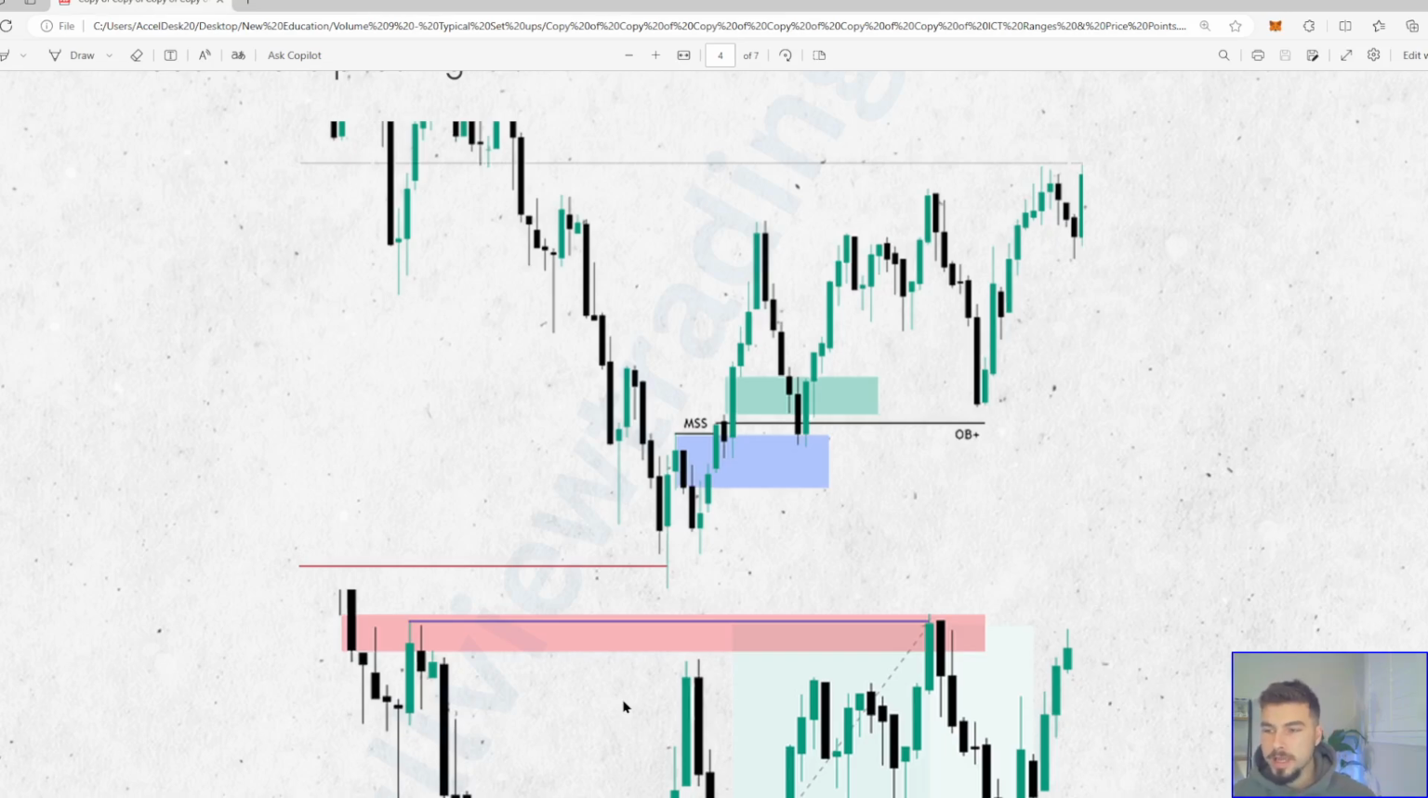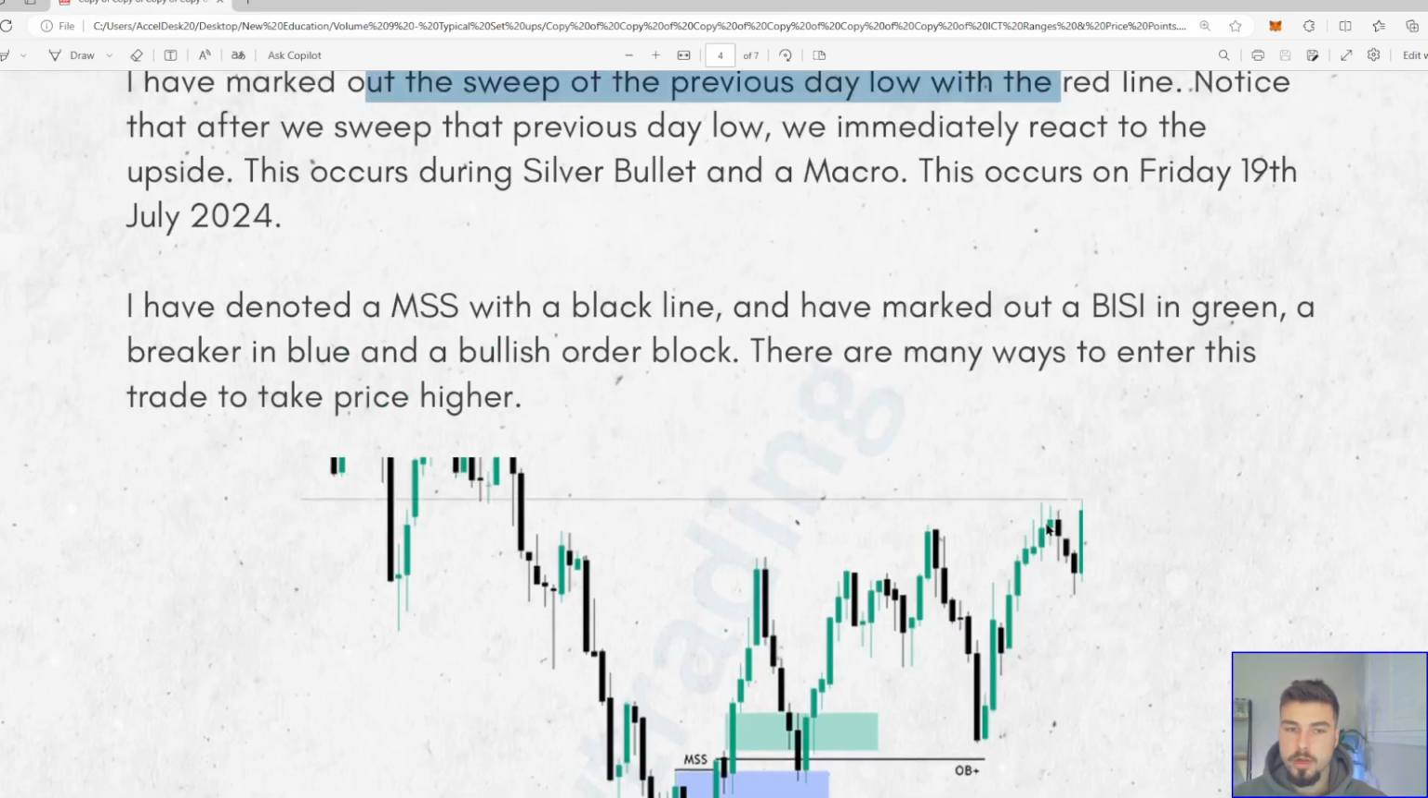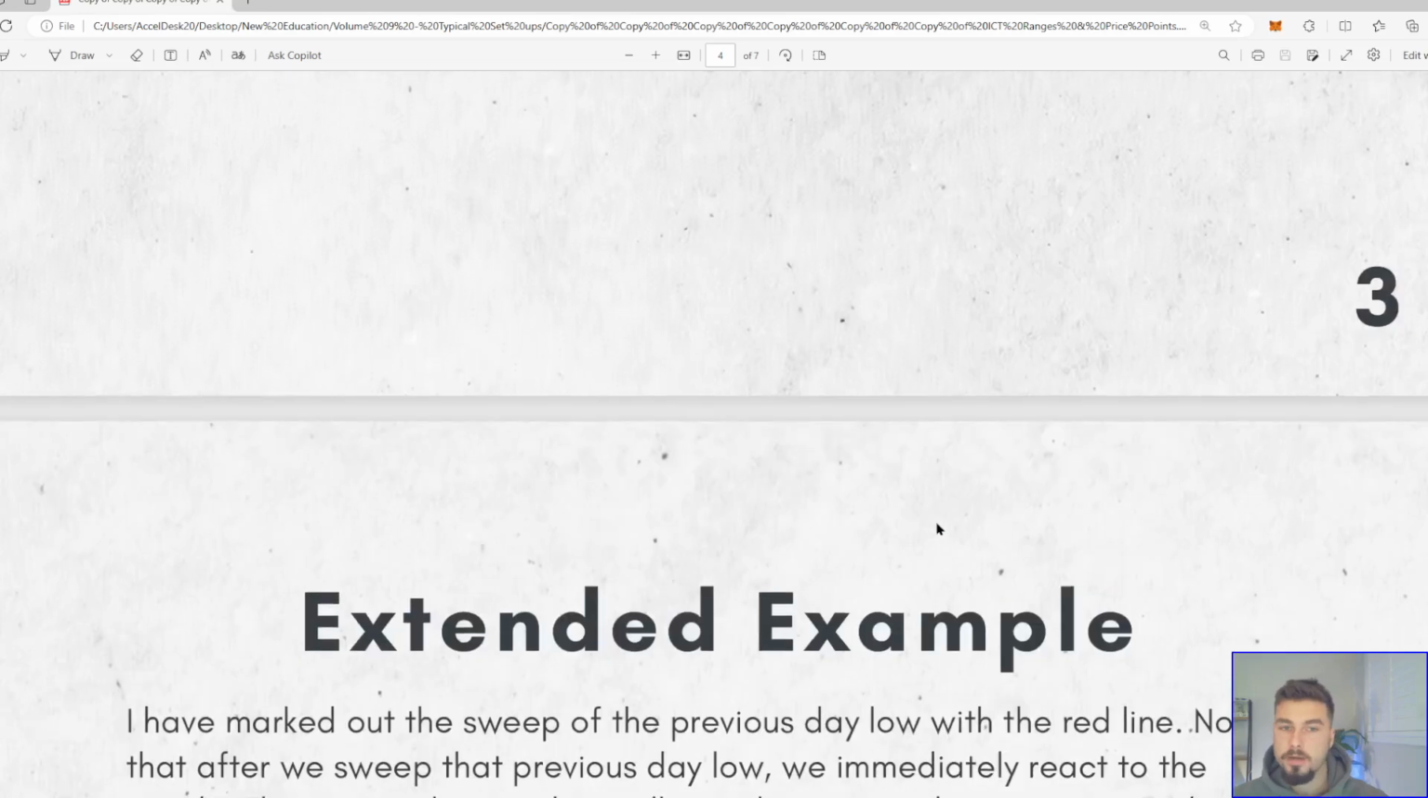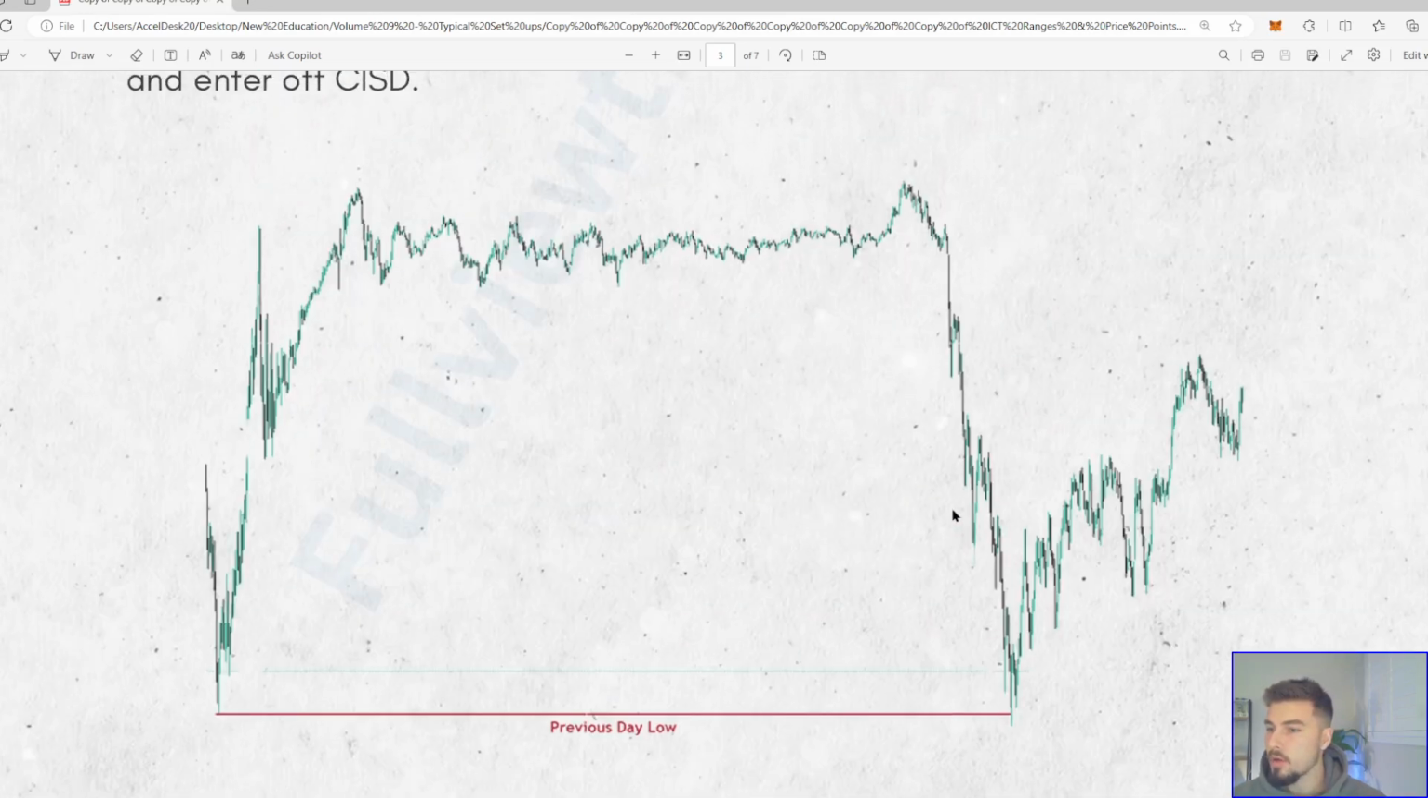Just so you know, any entry model is fine. You can enter here off the unicorn model. You can enter off an order block. You can enter off a bullish fair value gap, a typical 2022 model. You can enter simply off the creation of a breaker. So again, it's all about the narrative. Why should price retrace, or why should price reverse after sweeping a previous day low or high?